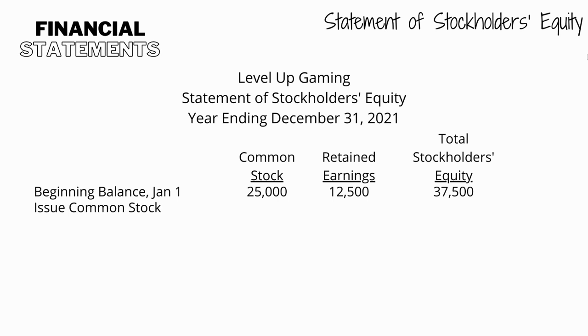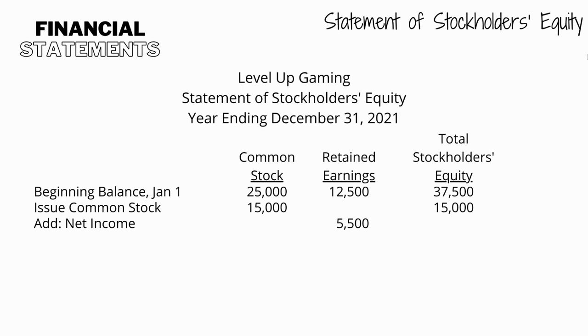Next up, the company issued common stock. We will add this under the common stock column for $15,000. We'll do nothing under the retained earnings column, and we'll carry the $15,000 over to total stockholders' equity because common stock plus retained earnings equals total stockholders' equity in each row.